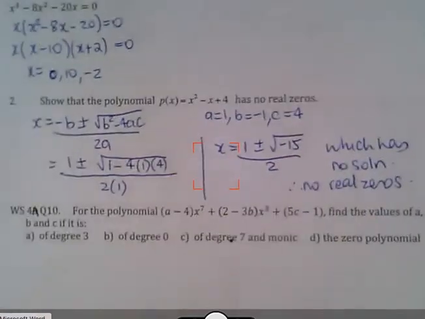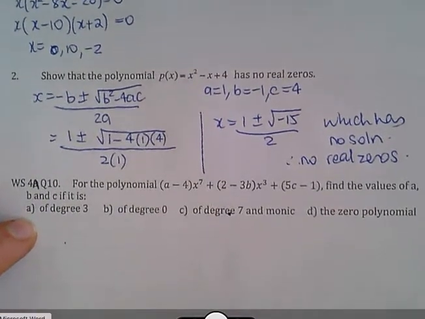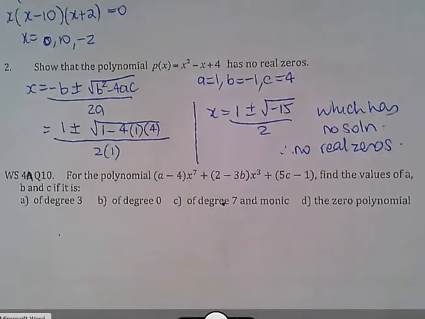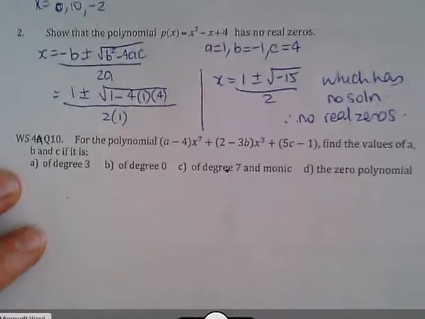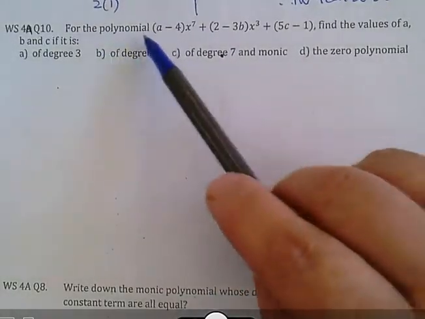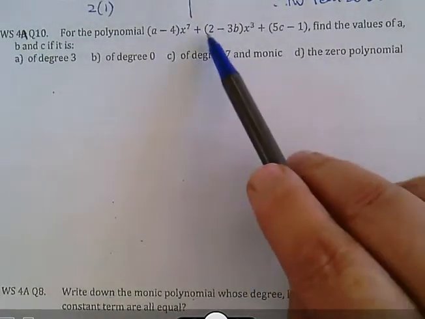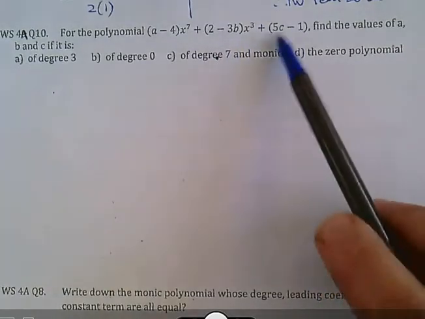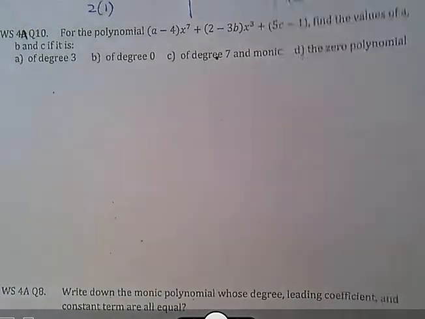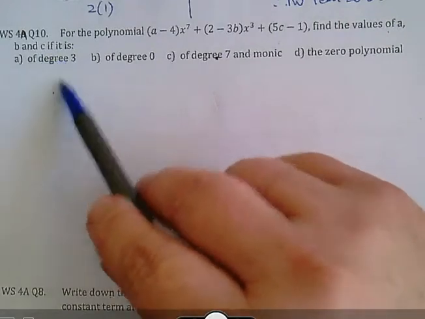Now, this bit down here is from Cambridge, worksheet 4A, question 10. For this polynomial, find the values of a, b and c. It's just got to do with notation, this one. So a minus 4 is the coefficient of x to the power of 7. 2 minus 3b is the coefficient of x cubed. And 5c minus 1 has no x term attached to it. It's constant, all right? It says find the values of a, b, and c if it is of degree 3.